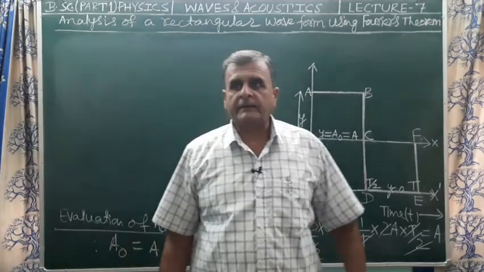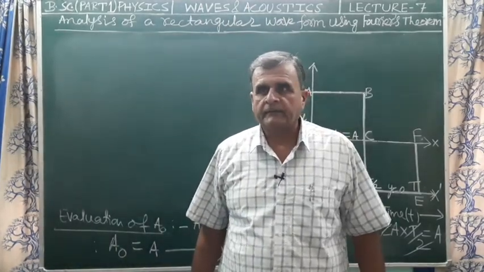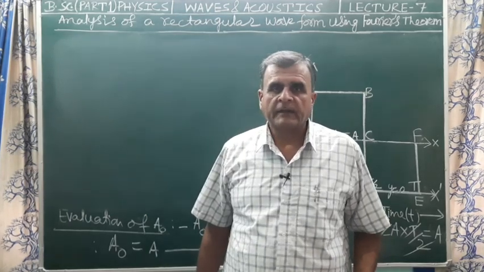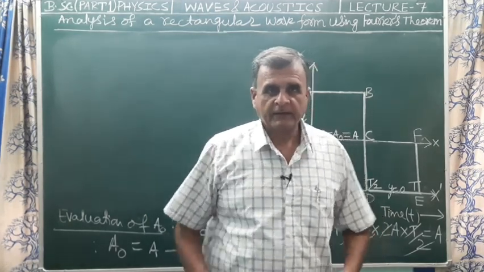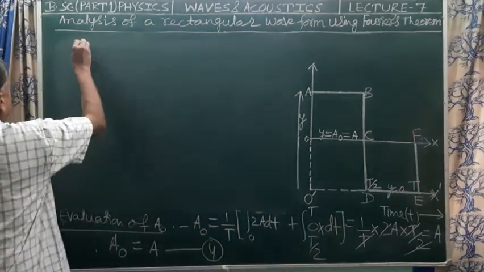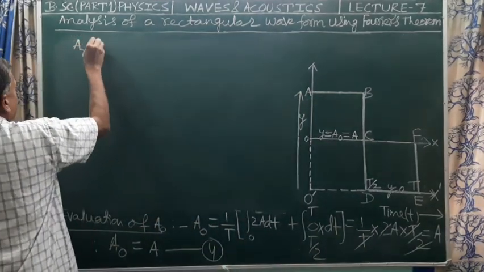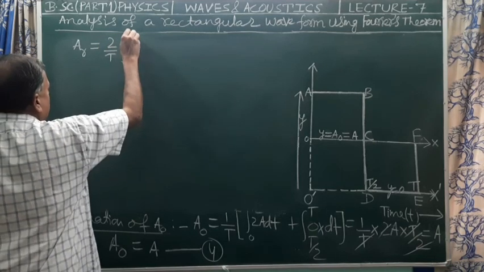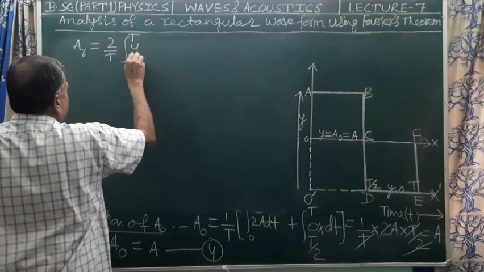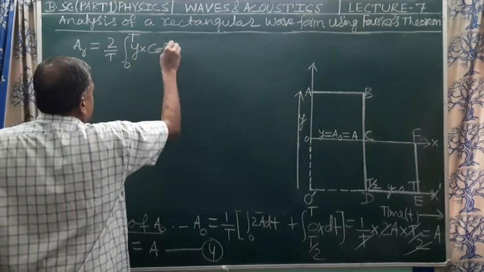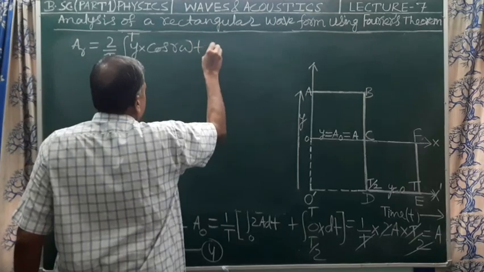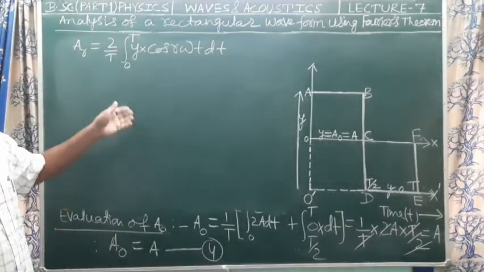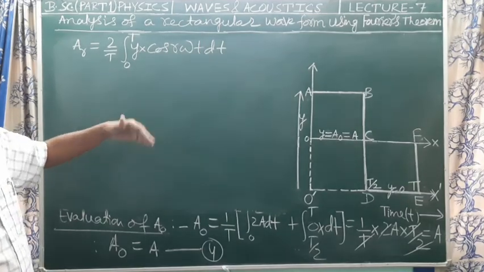Now we have to evaluate the amplitude coefficients AR of the cosine terms present in the Fourier series. AR is given by AR equals 2 upon capital T integral 0 to capital T y into cos r omega t dt, which we have evaluated in the previous video.